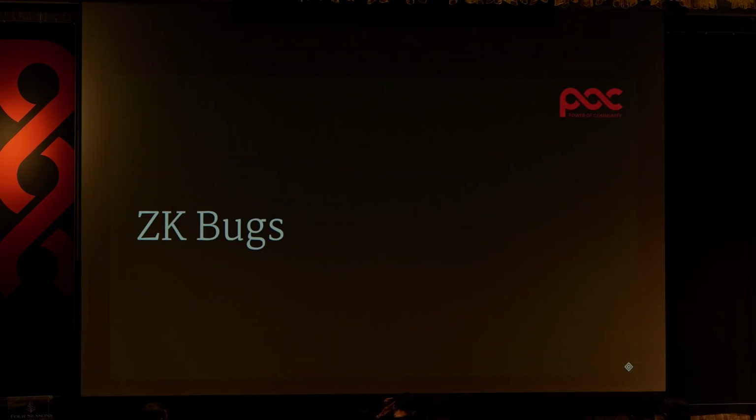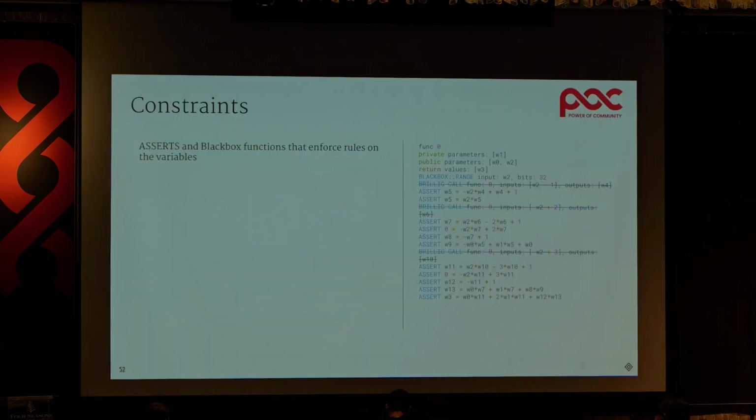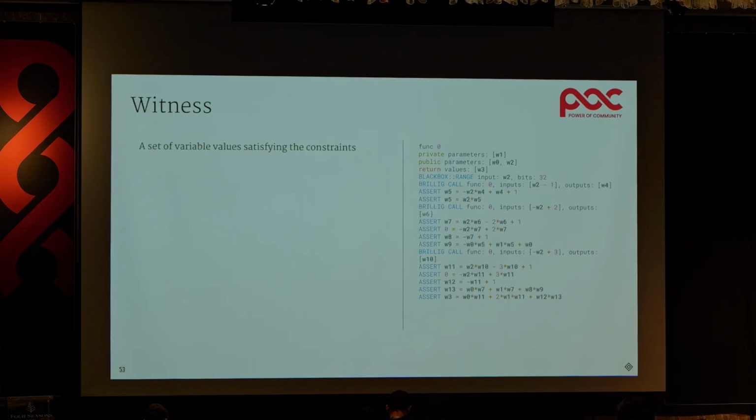So what kind of zero-knowledge bugs are there in general? To understand it, first I need to establish some terminology. So asserts and black box functions that I talked about are called constraints. Constraints enforce some rules about the system. Brillig calls don't do anything to enforce rules about the system. You can think about the prover as being able to change any values in the Brillig calls. They can return anything from there as long as they fit the other asserts.